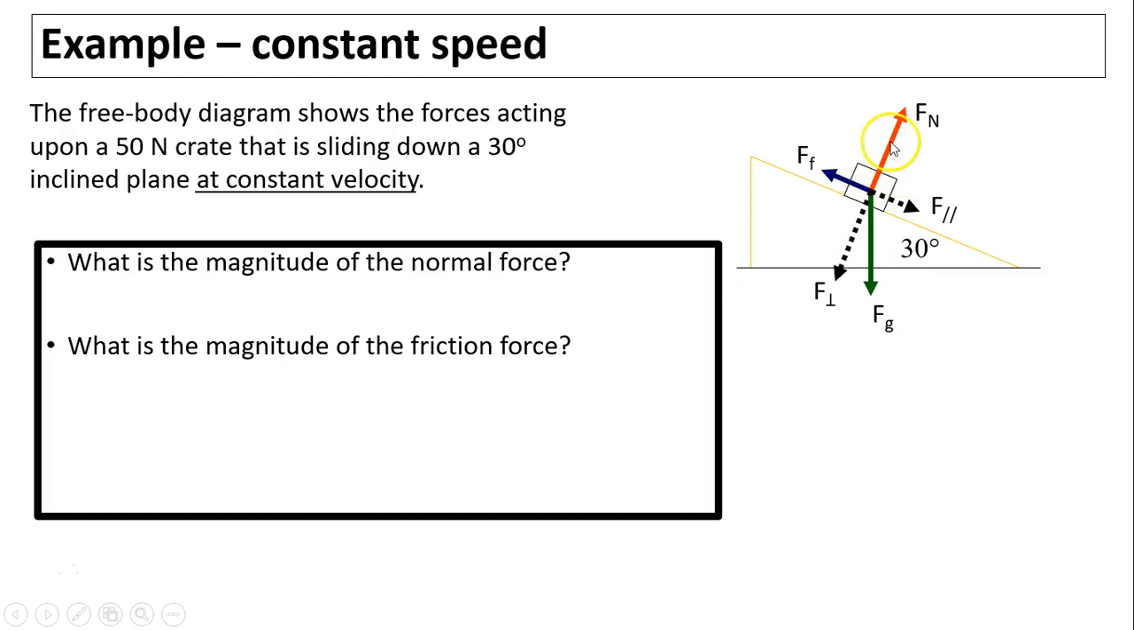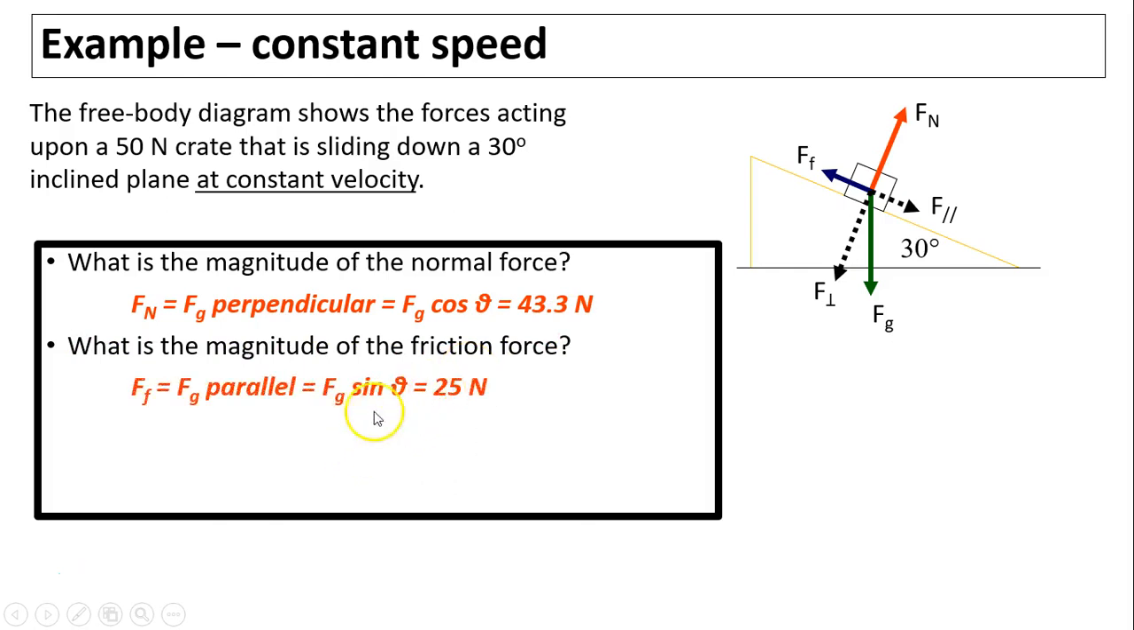Here is the weight, normal force, and frictional force, three forces, right? And gravity has two components, perpendicular and parallel. Because this is a case of equilibrium, friction force has to equal F parallel, and normal force has to equal F perpendicular. So what is the magnitude of the normal force? Normal force equals Fg perpendicular, Fg cosine theta. 50 times cosine 30 gives you 43.3 newtons. The magnitude of the frictional force is F parallel, which is Fg sine theta, which gives you 25 newtons.